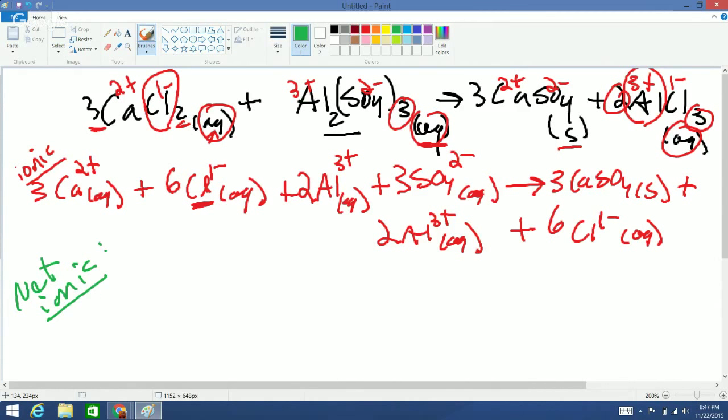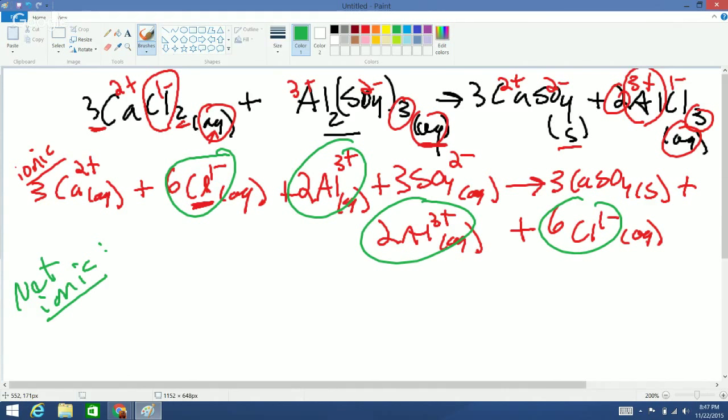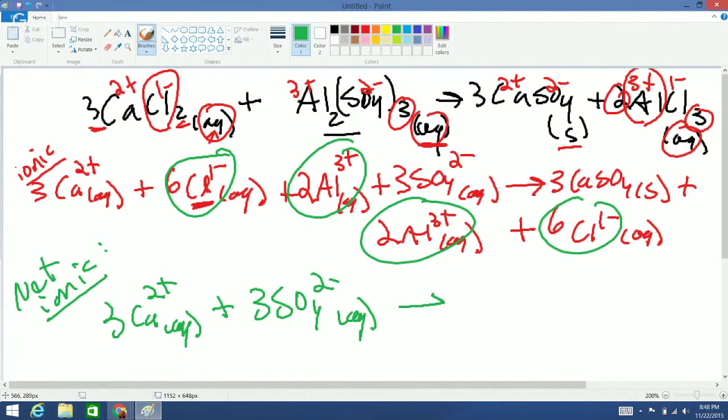To get to a net ionic equation, that's when we want to find spectator ions. Spectator ions are the things that look the same on the left and the right. Like my chlorine is a spectator ion. It looks exactly the same on the left and the right. My aluminum is exactly the same on the left and the right. Everything else is different, so those are the things I want to include in the net ionic equation. So I just want to write down everything it says in my ionic equation, except for those ones I circled, because the ones I circled are the spectator ions.